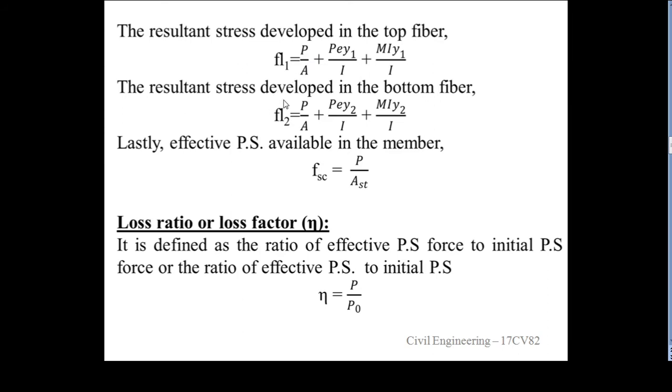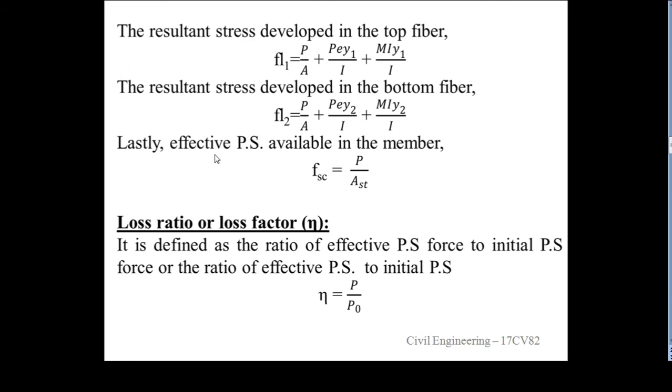The resultant stress developed in the bottom fiber, FL2, is equal to P by A, the stress due to pure axial force, plus P e Y2 divided by I, the stress due to eccentricity, plus MT Y2 divided by I, where MT is the total load moment, sometimes written MT. That M is the moment due to total load, dead load plus live load. Also Y2 is the bottom fiber distance and Y1 is the top fiber distance.